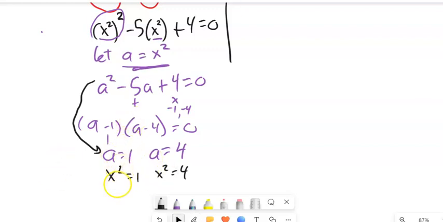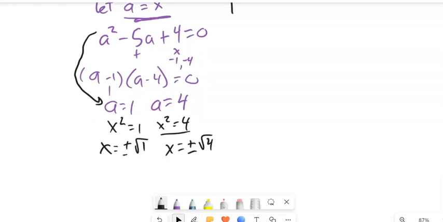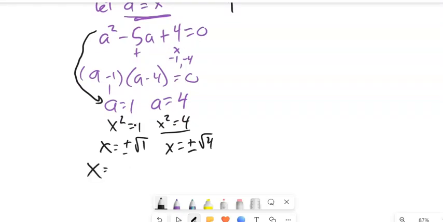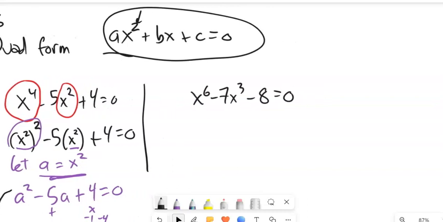A is equal to 1. Oh, that means x squared is equal to 1. And so if x squared is equal to 1, I can square root both sides. x equals plus or minus the square root of 1, which is just 1. Square root both sides here. x equals plus or minus the square root of 4, which is 2. So my answers: this gives me a negative 2, this gives me a negative 1, this gives me a positive 1, this gives me a positive 2. So I have 4 answers for it. That's the idea behind this quadratic form.